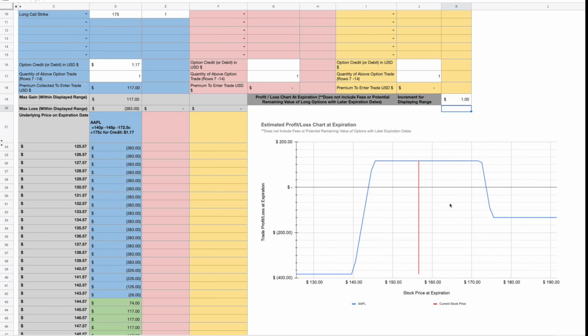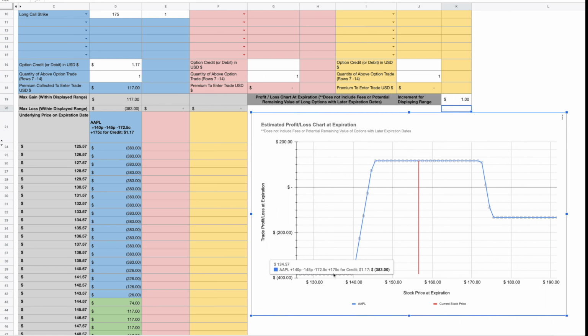Now it zooms the chart out and it allows us to look. So now this should match what the brokerage has. We could lose up to $380. We could make up to 117, and we could lose 133 if the stock goes up to 180. So the broken wing Iron Condor. Now I don't love this trade because I am assuming that the trade could go up to 180.